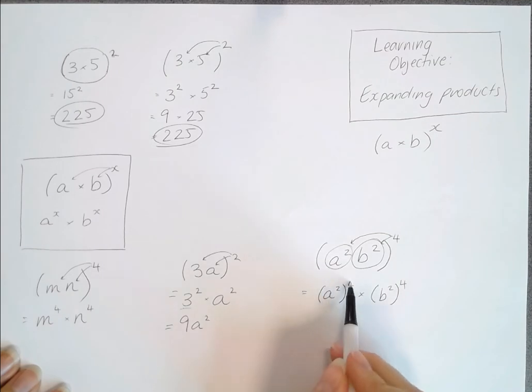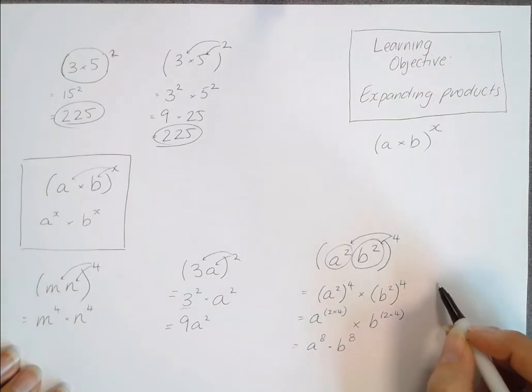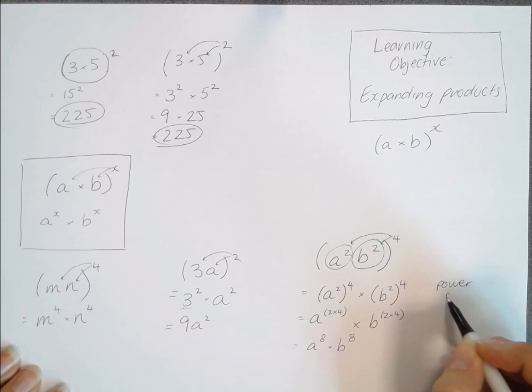This time we've got brackets and we are working with the power of a power law. So a squared in brackets to the power of 4 is actually equal to a to the power of 2 times 4. And we are multiplying it by b to the power of 2 times 4 as well. So a to the power of 8 times b to the power of 8. We are going to start seeing lots more mixing of these rules. Remember, this is the power of a power. Okay?